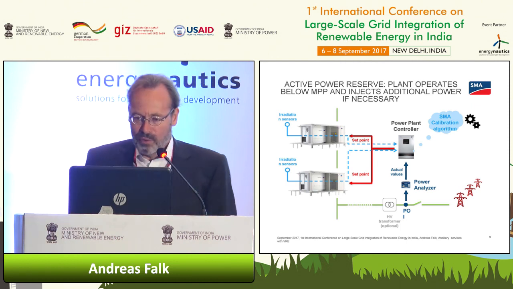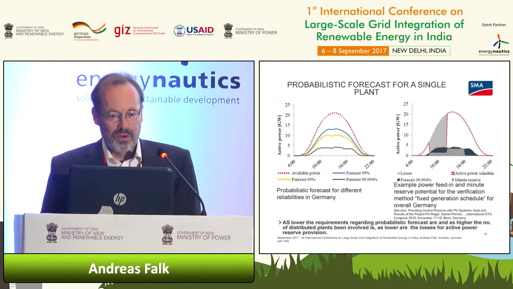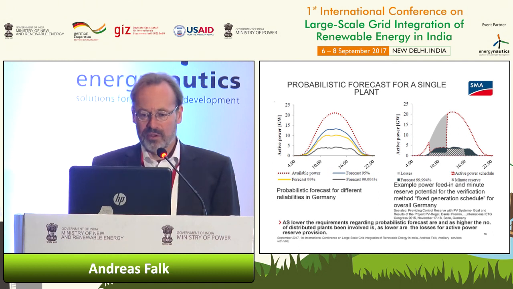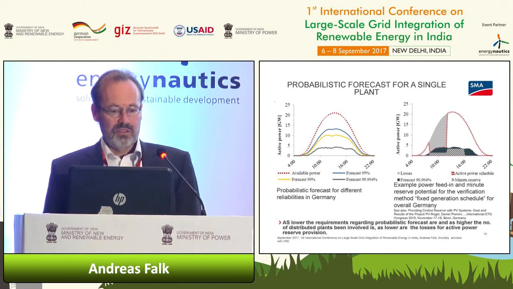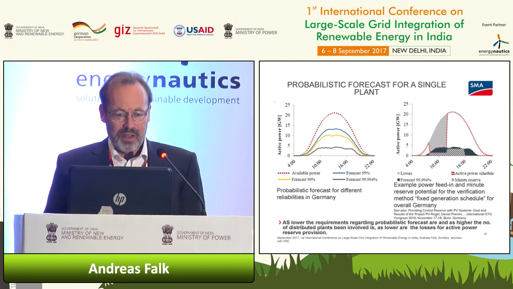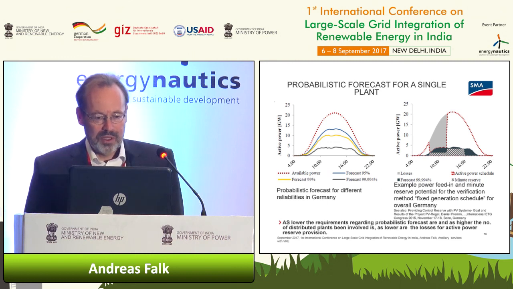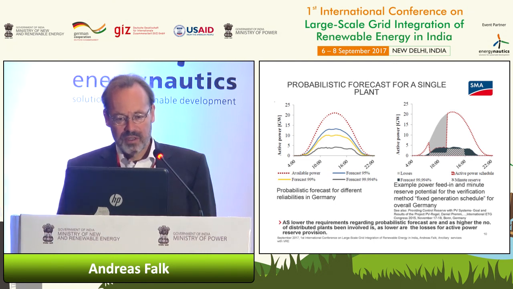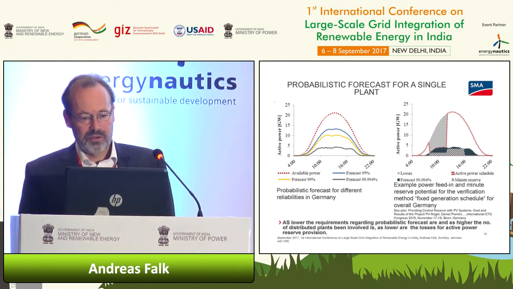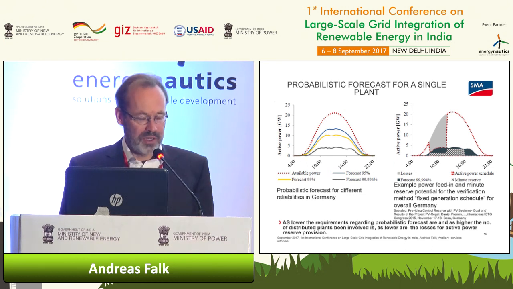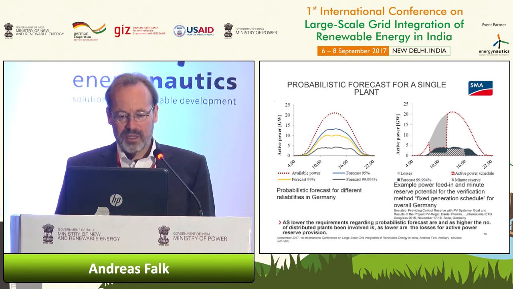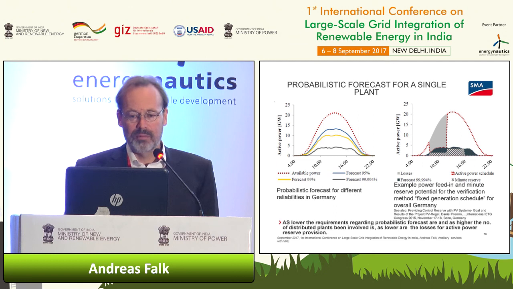I would point out that the probabilistic forecast for a single plant differs a lot with the curtailment. Here in dotted lines, you see the available power for a bright day. When you would like to have an availability of 95% for a certain amount of active power reserve, you have to reduce according to the blue line. With the yellow line, you reach 99%, and with the black line, 99.94%.